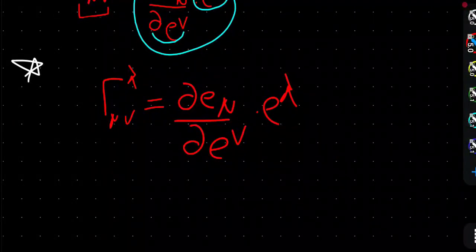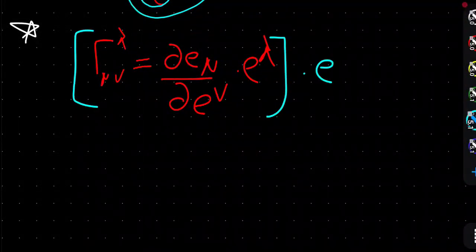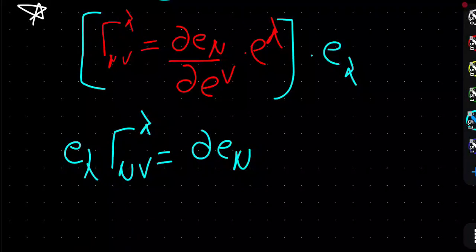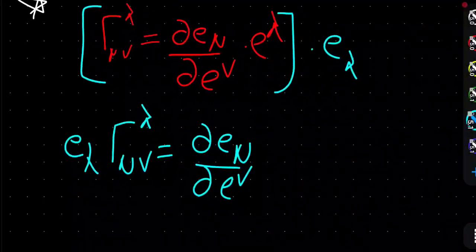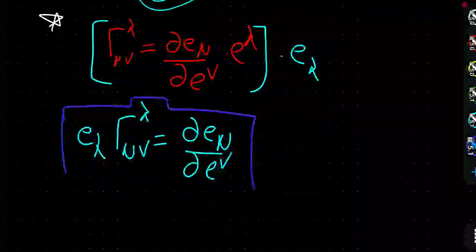So what will happen, I'm going to multiply this whole equation with e of lambda, but with the lower indices, not the upper indices. If you're familiar with tensor notation and how to do different kinds of manipulations with the indices, you will recognize that if they multiply with each other, it will become 1. And on the left hand side you will be left with e lambda, Christoffel symbol lambda, mu nu, and it is equal to del e mu divided by del e nu. So this is one of the very important formulas that we are going to use in the future.